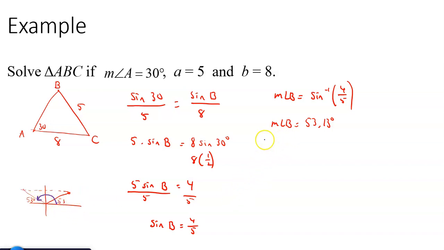So another possibility in quadrant 2 is that the measure of angle B is 180 minus 53.13 degrees. And what is that? Let's find out. 126.87. All right, so now we've got ourselves two triangles. That's what this case is. So we've got triangle number 1 and triangle number 2. So here, let's separate them.